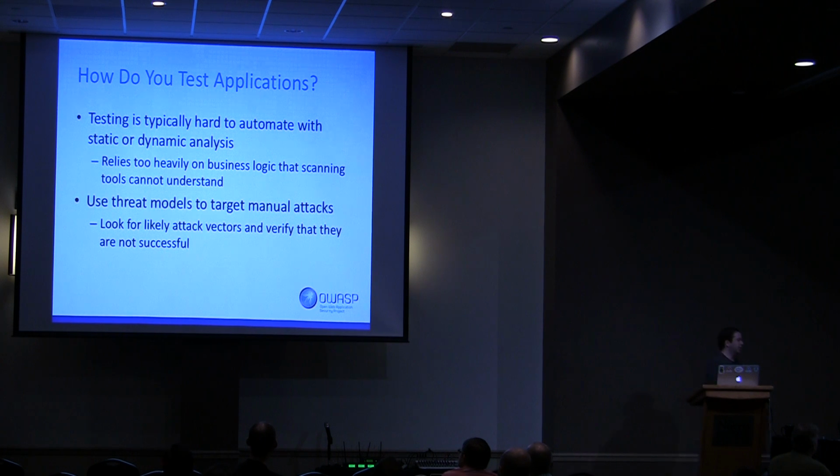So how do we test applications for this? Testing is usually hard to automate with either static or dynamic analysis. Static analysis meaning we're scanning the actual code, looking at the code and any vulnerabilities that might exist there. Dynamic meaning we're exercising the functionality of the application itself: send this input in, get this output back. The reason this is really hard to do is because it relies heavily on business logic, and the scan tools don't understand that.